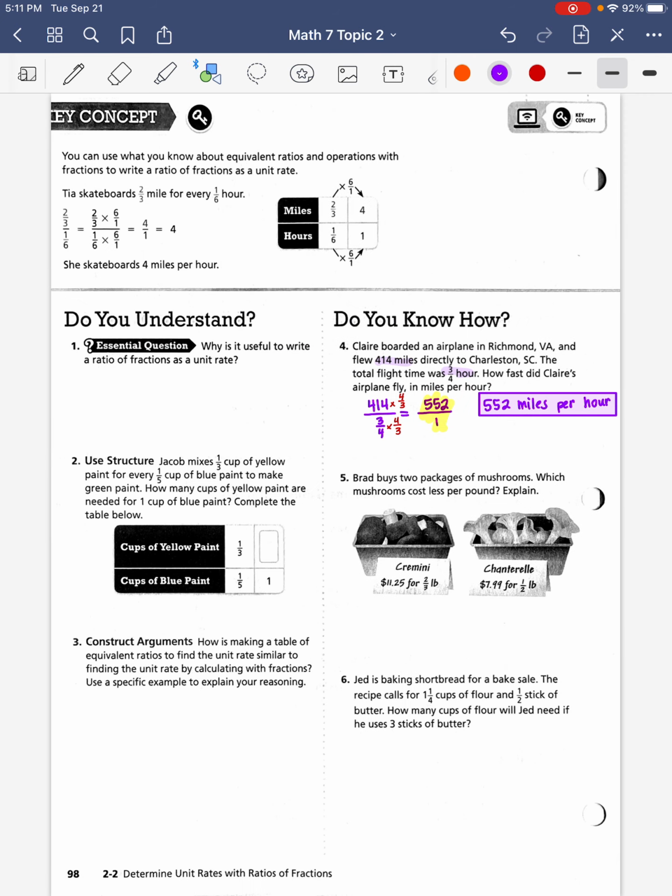Okay, moving on to number 5. Brad buys 2 packages of mushrooms. Which mushrooms cost less per pound? Explain. So we've got cremini mushrooms and chanterelle mushrooms. And let's start with the cremini mushrooms.